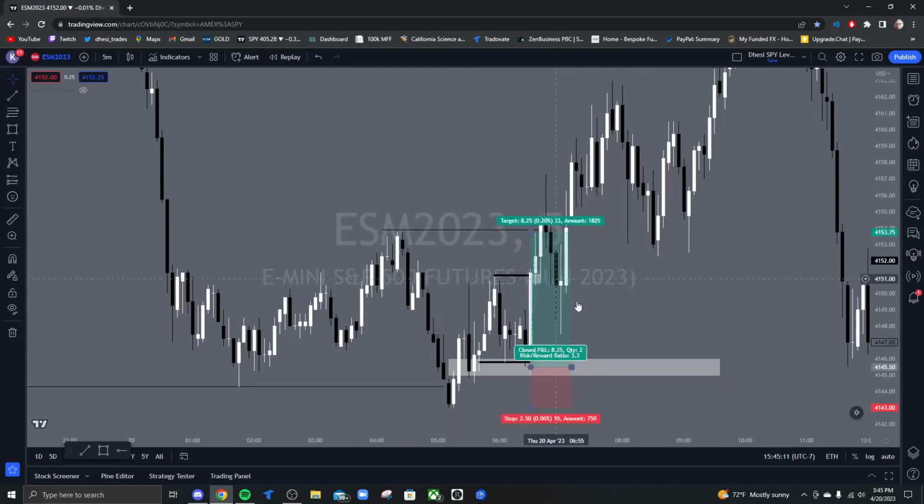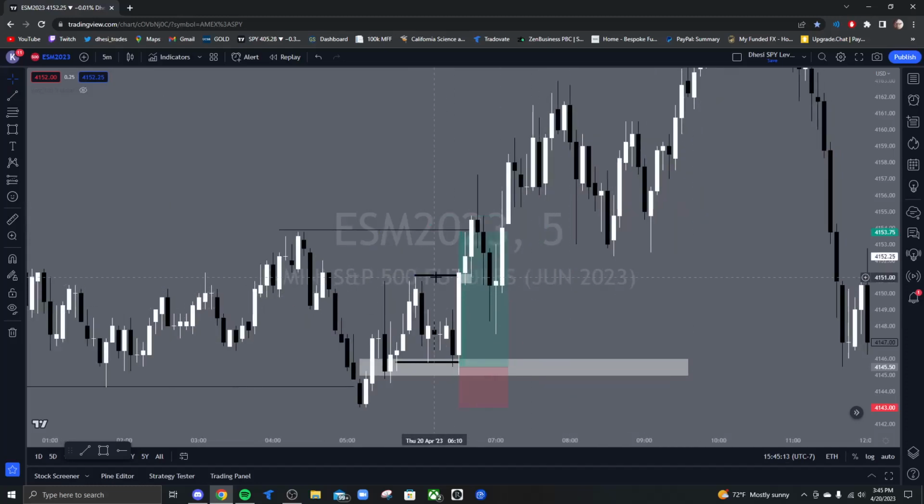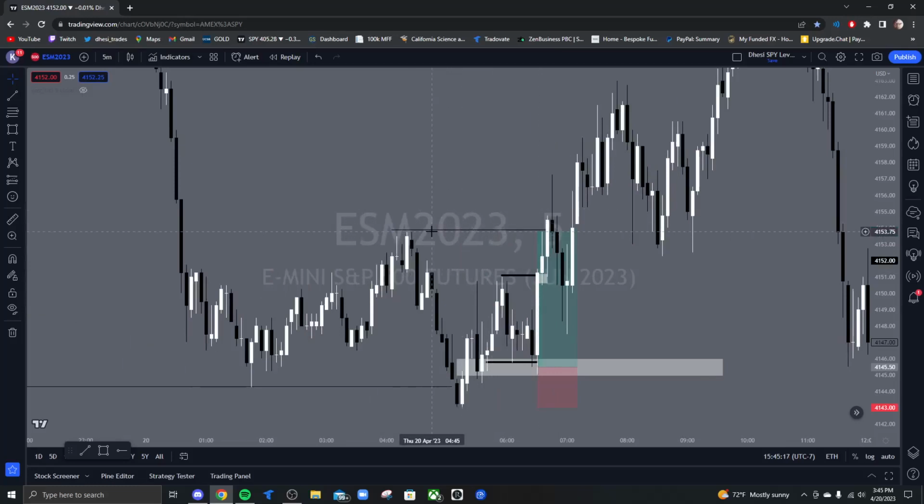This is about 9 handles. I took half my position off here, moved my stops to break even, and then I took out the rest of my position at this final take profit area on ES. And that was pretty much the trade.